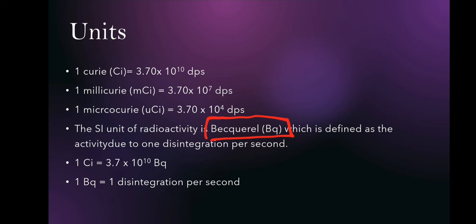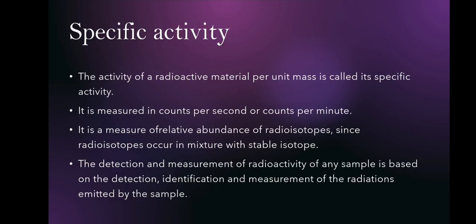Now what I have here is the specific activity. What is specific activity? The activity of a radioactive material per unit mass. First of all, what was activity? The activity was the amount of radioactive material that was decaying in unit time. And specific activity is the activity of a radioactive material per unit mass. Activity per unit mass is known as its specific activity. It is measured in counts per second or counts per minute.